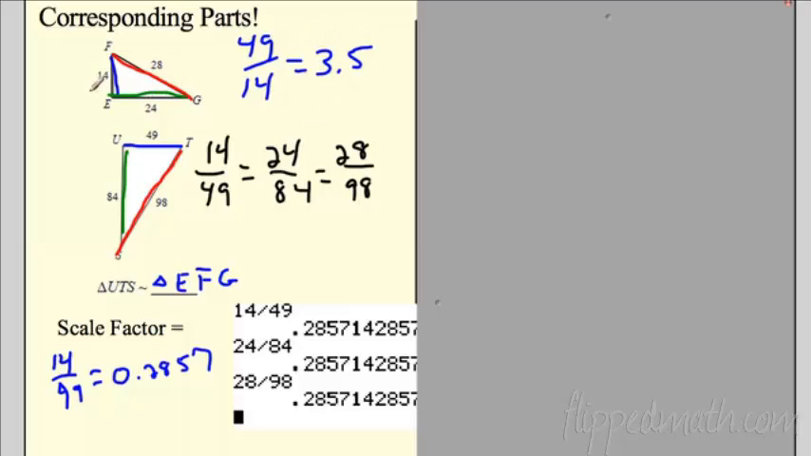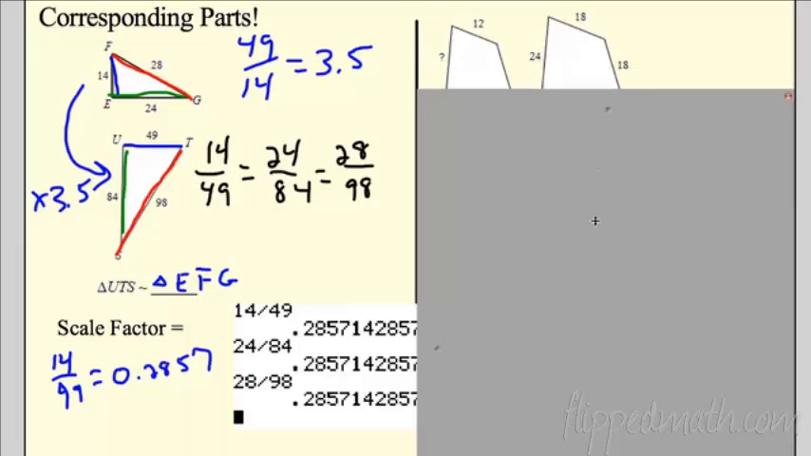So what is it from the small to big? This is 3.5 times bigger. So if I take all these sides times 3.5, I get the other side. But either way works. Fantastic. Let's move on to another example.